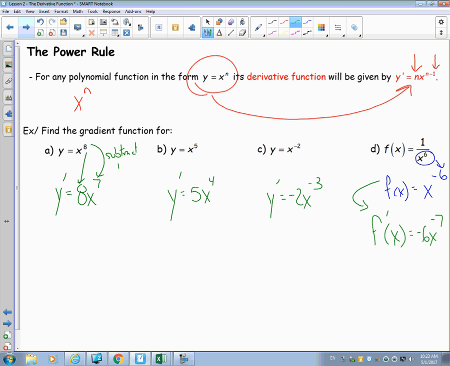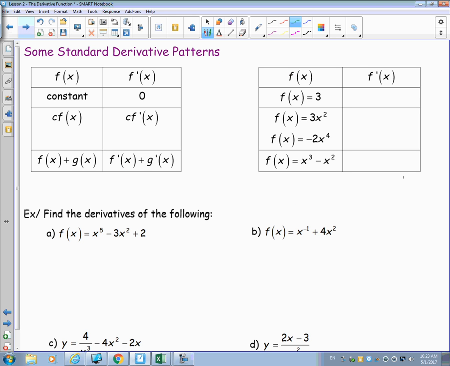We can extend that, however, some other standard derivative patterns. Whenever you have a constant, so for example, f at x equals 3, the derivative of a constant is always 0, automatically. And the reason why is, when you have a constant, like 3, it already means 3 times x to the 0. So when I bring that 0 down in front, it's like having 0 times something. Well, 0 times anything always comes out to 0.